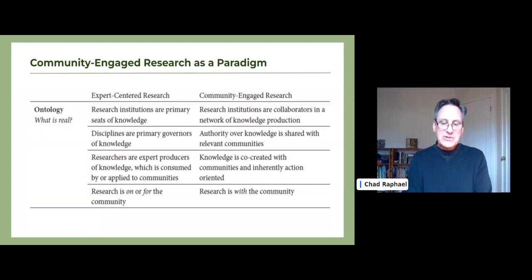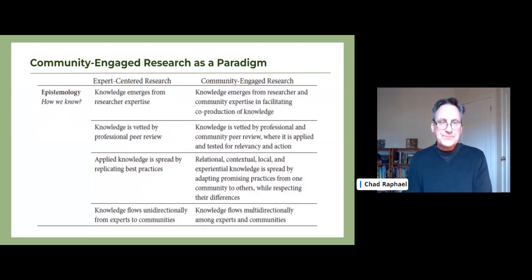In an expert paradigm, researchers are seen as expert producers of knowledge, which is consumed by or applied to communities. And therefore, research is on or for the community. In a CER paradigm, knowledge is co-created between professional researchers in academia or government or elsewhere with communities, and it's inherently action-oriented. And so therefore research is with the community rather than on or for it.